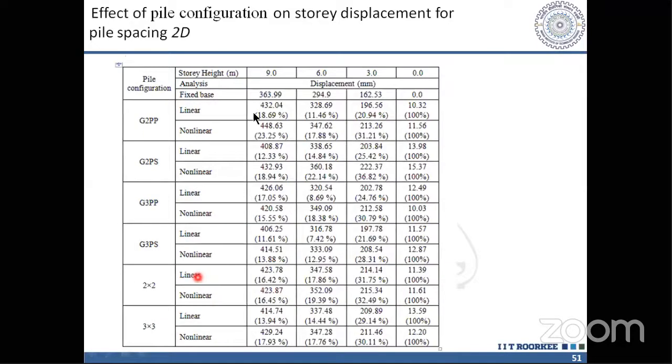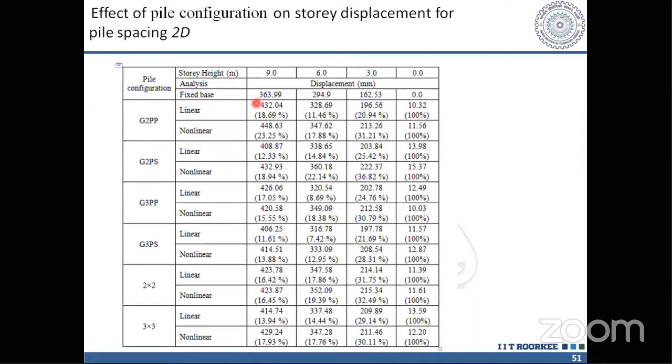So 364 at the top story, then at the second story level, it was 294. This is the first floor slab, so 162, and this is the bottom, zero. So you can see that the bottom slabs are moving by around 10 mm to 12 mm. But at the top, the effect is quite considerable.